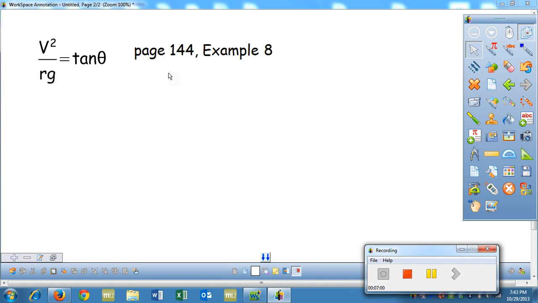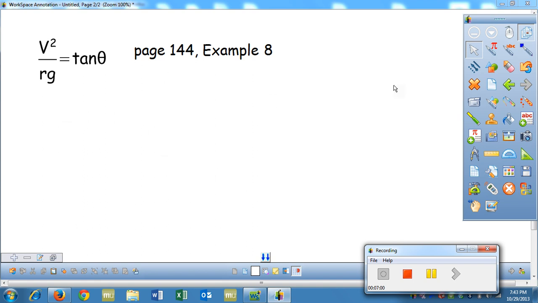I'll read the problem for you. It says, the Daytona 500 is the major event of the NASCAR season. It is held at the Daytona International Speedway in Daytona, Florida. The turns in this oval track have a maximum radius at top of r equals 316 meters and are banked steeply with theta equal 31 degrees. Suppose these maximum radius turns are frictionless. At what speed would the cars have to travel around them?